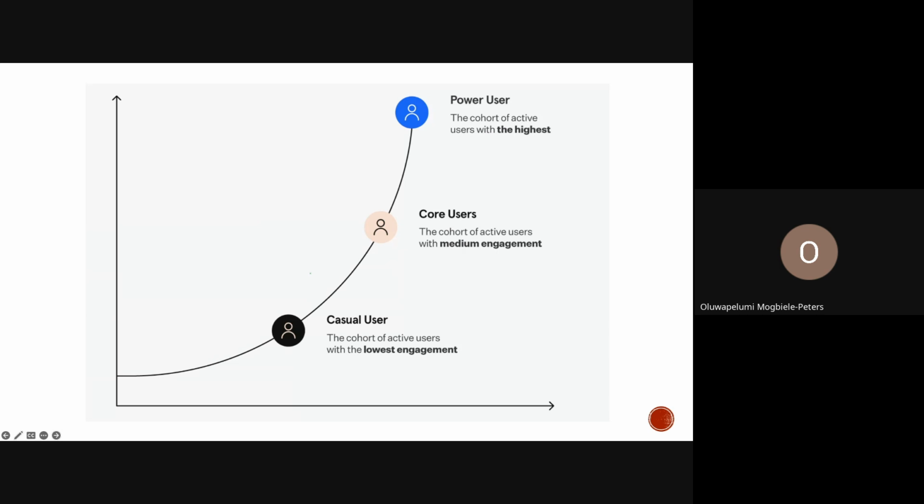So these are all levels of segmentation for a product. And as a product manager, one thing you must be able to carry every single time is to know who are your casual users, who are your core users, who are your power users. Because every time you fail to attend to them, you start losing markets.